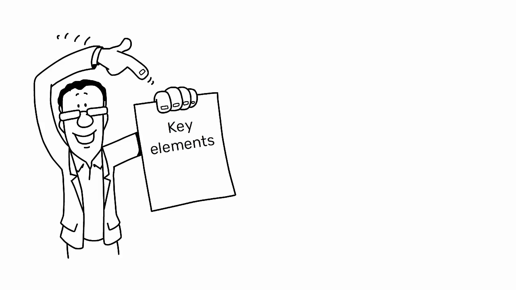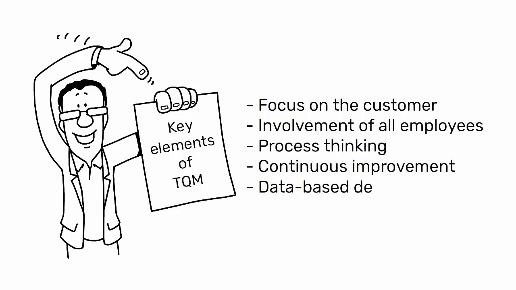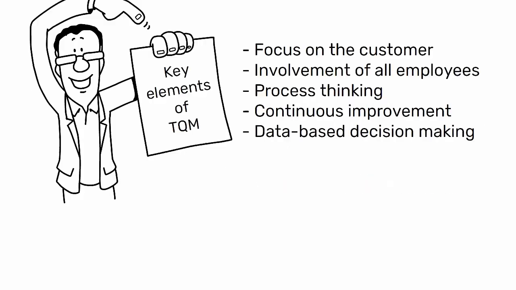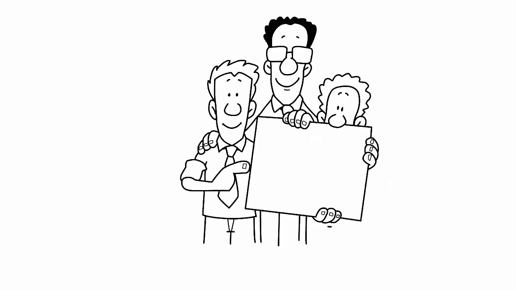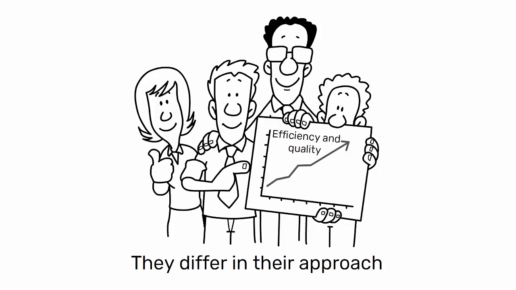Key elements of TQM include a focus on the customer, involvement of all employees, process thinking, continuous improvement, and data-based decision-making. While both Lean and TQM aim to improve efficiency and quality, they differ in their approach.